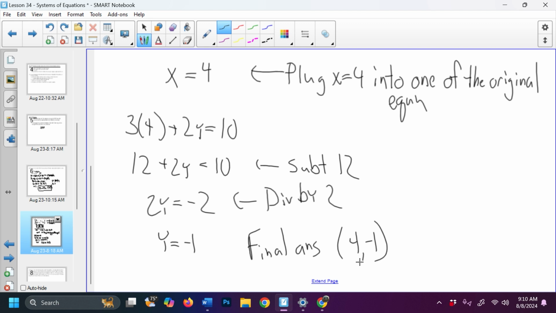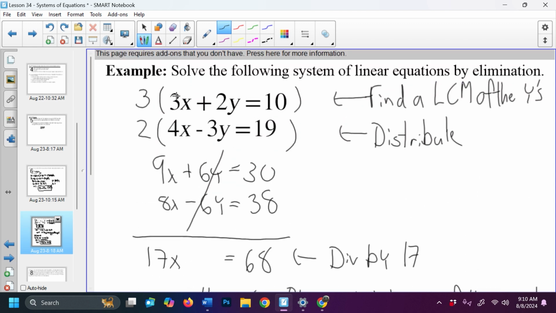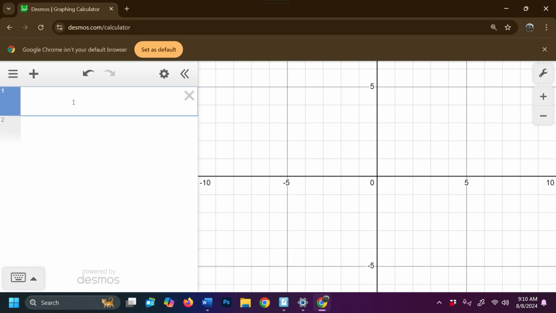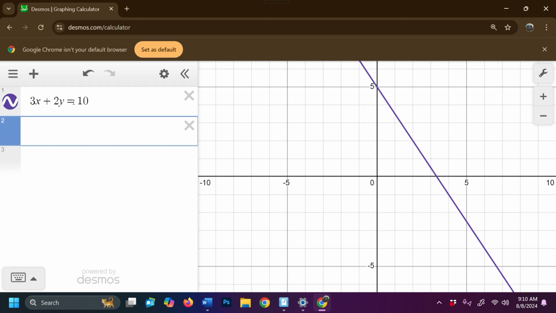All right. And the way that you can check that is to go back into Desmos and plug these two equations in by themselves. So let's go do that real quick. And if I just go 3x plus 2y equals 10, and then 4x minus 3y equals 19, and hit that intersect, I get 4, negative 1.